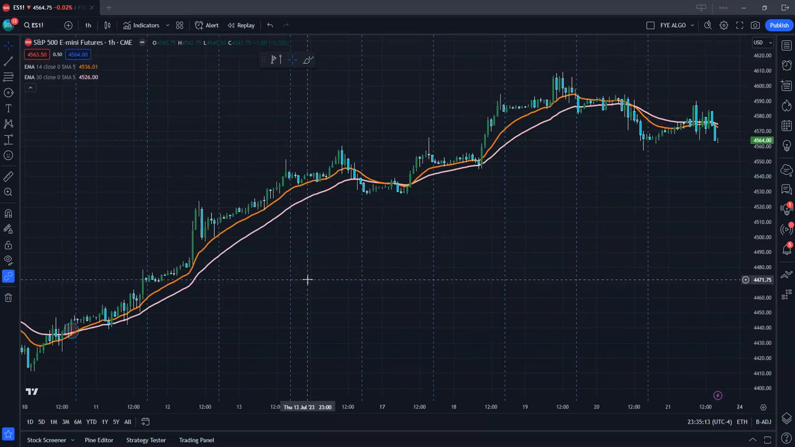I prefer, honestly, the 14 and 30 on bigger time frames, and then the 8 and the 21 on shorter time frames. When I say bigger time frames, I mean an hour or longer, daily, and so forth. When I say 8 and 21, I mean on shorter time frames, I go as low as 1 minute all the way up to, let's say, 15 minutes.